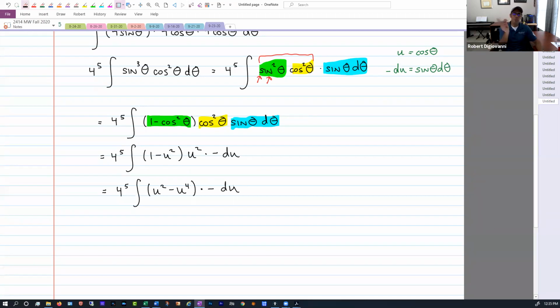I didn't pull the negative way out in front this time, did I? I could have. I chose to leave it there because I'm going to actually distribute it through right now. So this is going to become 4 to the 5th integral, and that becomes minus u squared plus u to the 4th, right? Minus u squared plus u to the 4th. So I'm going to write it this way: u to the 4th minus u squared, which is the same thing, just written backwards. Now antiderivative.